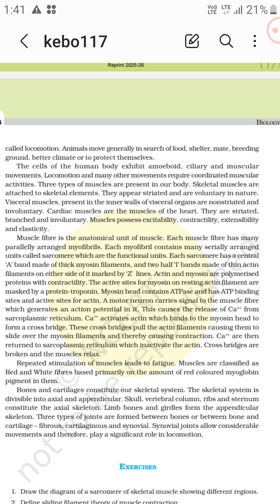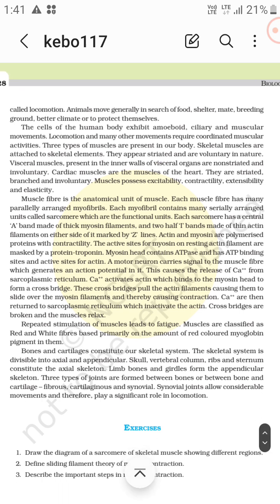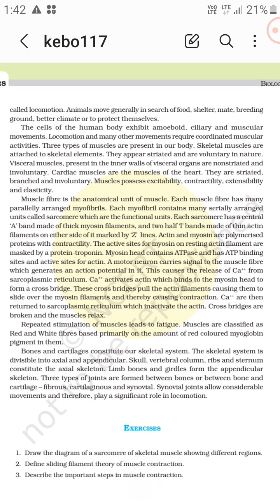Three types of joints are formed between the bones or bone and cartilage. First one is the fibrous, second one is the cartilage, and third one is the synovial. Now the synovial joint allows considerable movement and therefore plays a significant role in locomotion. So, synovial joint.